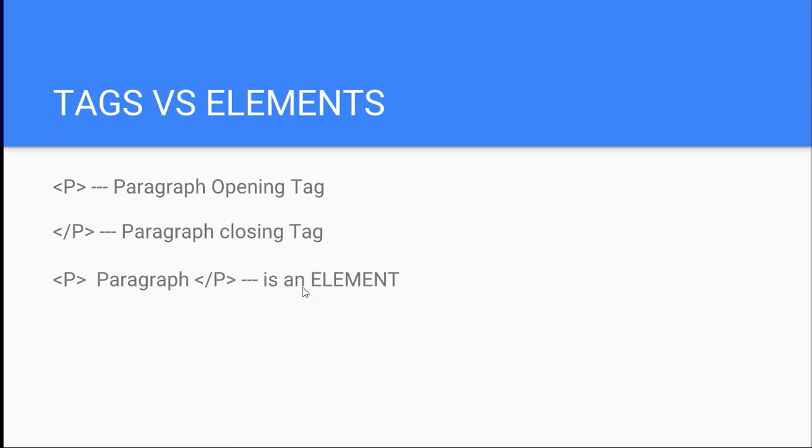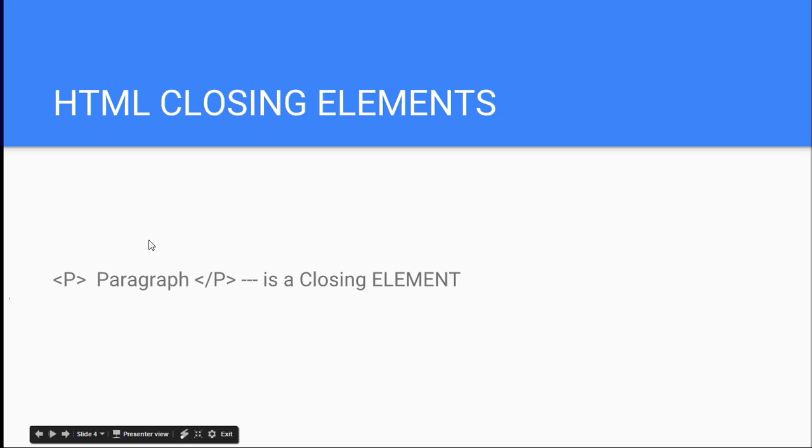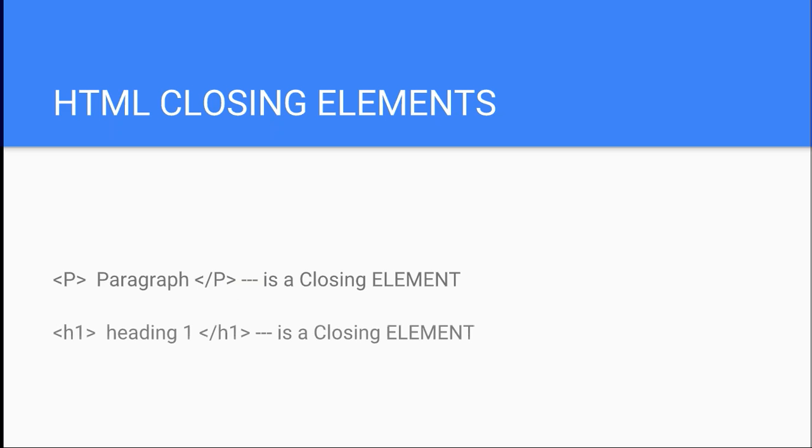There are different kinds of HTML elements. One of them is HTML closing elements. What are these HTML closing elements? In this example, you can see that it's a paragraph element. The paragraph tag is opened here, and after the paragraph content, the /P paragraph tag is closed. This is called a closing HTML element.